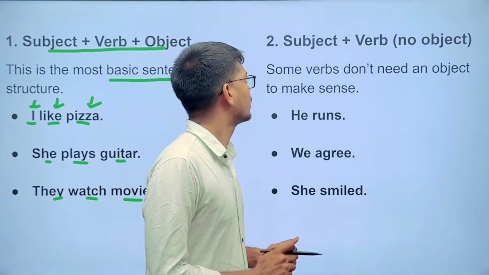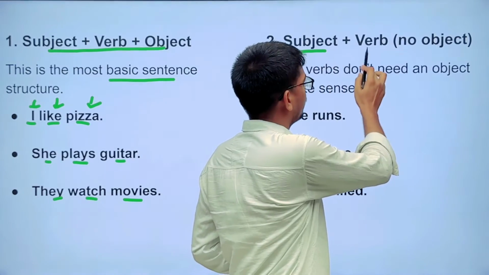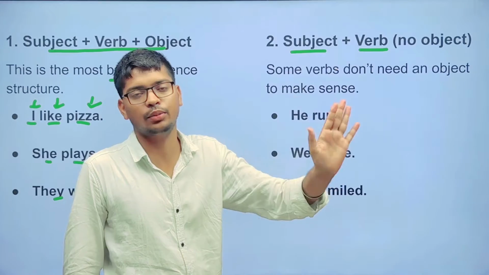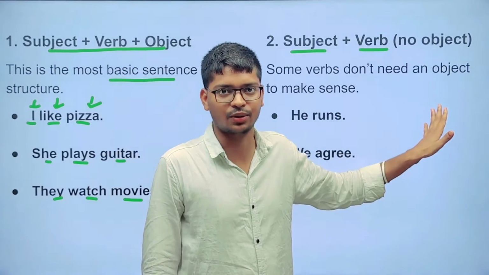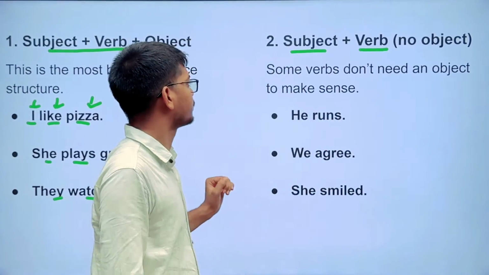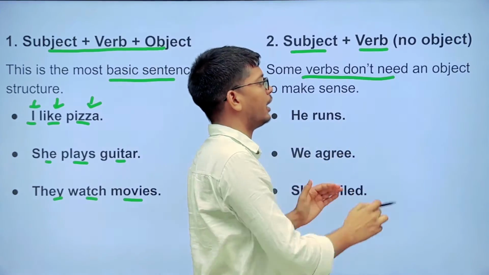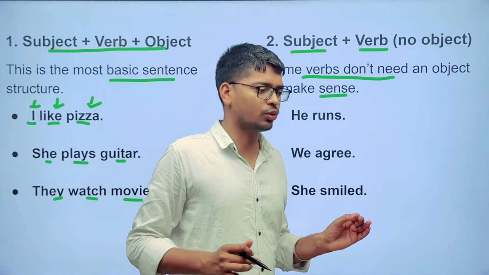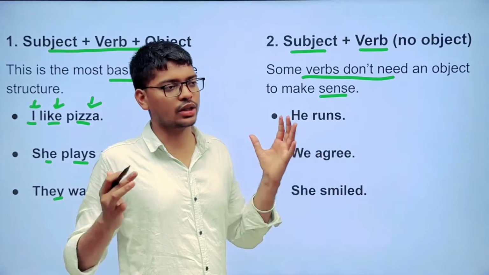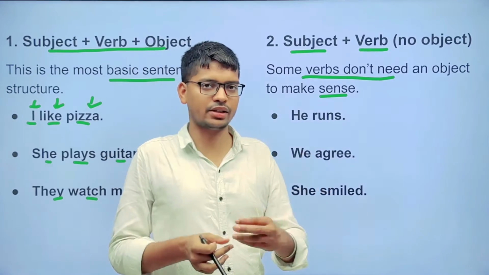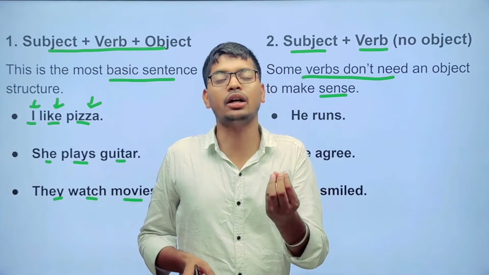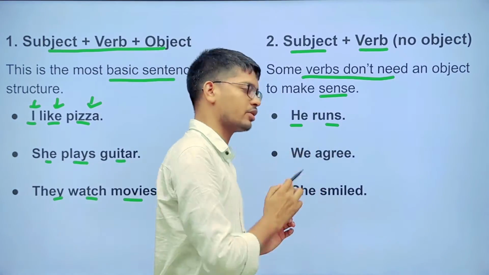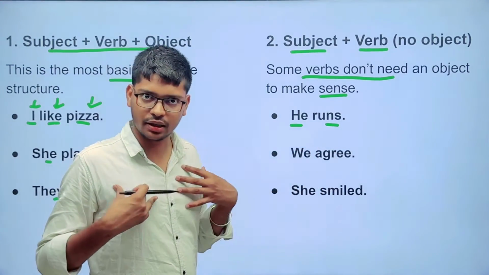Next, subject plus verb only. No object. Without any object, we create sentences also. Here, some verbs don't need an object to make sense. Without sense, without understanding, the sentence is incomplete. So here, he runs, we understand, I understand.